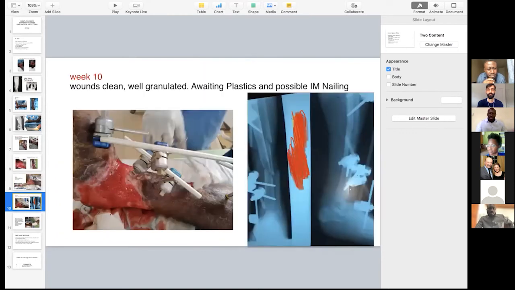So by 10 weeks, the wound was clean. It was well granulated. We were waiting for plastics and a definitive plan. At that juncture, we had already decided that if we had good soft tissue cover, we would be able to nail the limb, and probably the patient will go back to his daily work as a class teacher. Next, please.